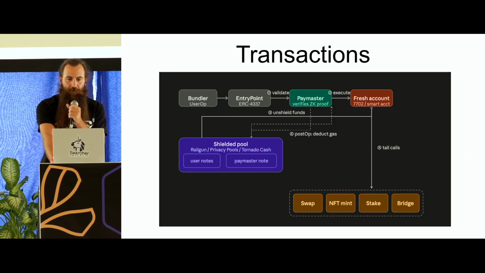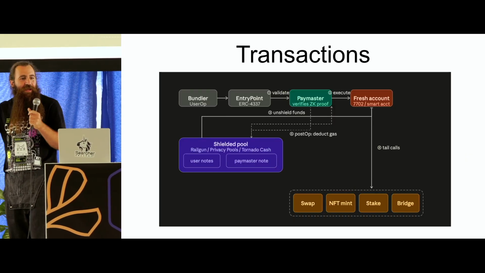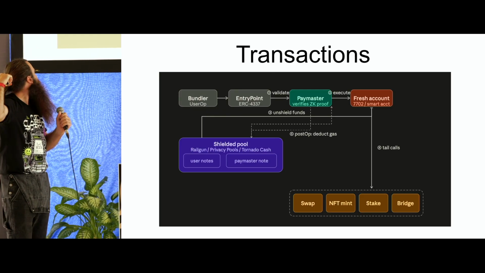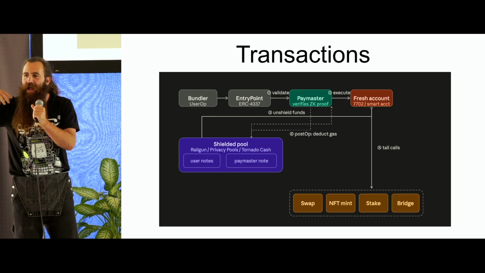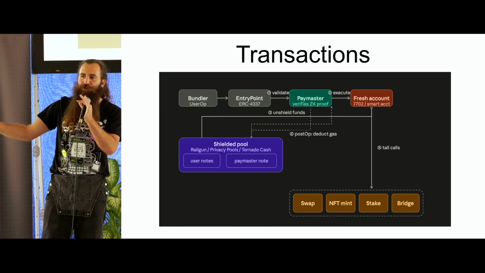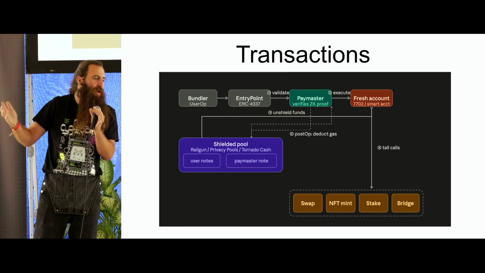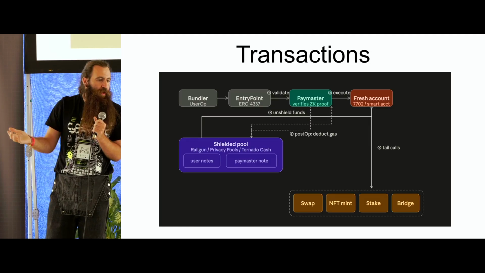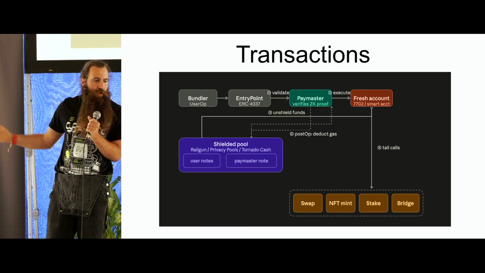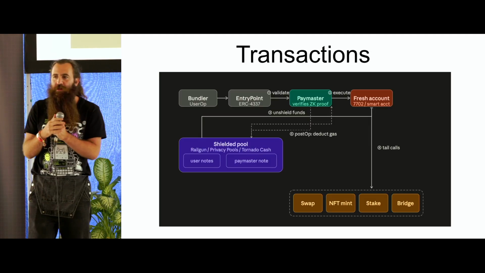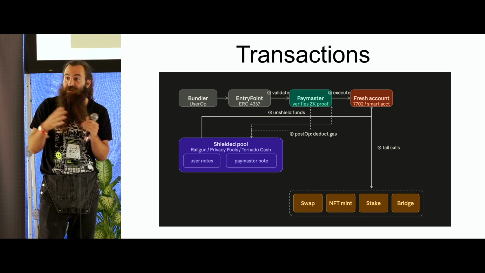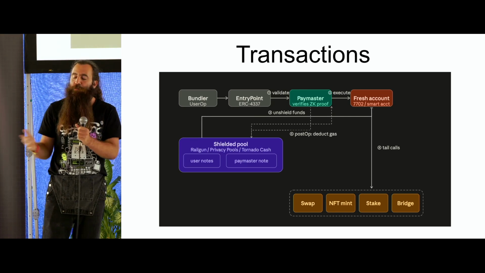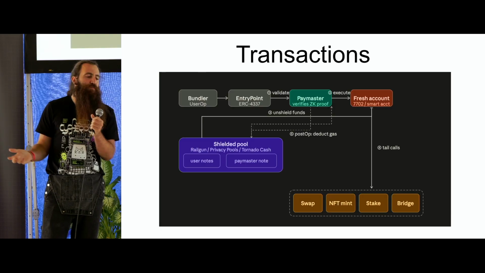Okay, the next thing is transactions themselves. So when we actually do a transaction, how can we do the kinds of transactions we like to do on Ethereum, but now do them in a private way? Well, this is how I ended up involved in this project, and what got me excited was in a recent hard fork when we added the 7702 EIP, which made it possible to upgrade EOAs on the fly to act like smart accounts.